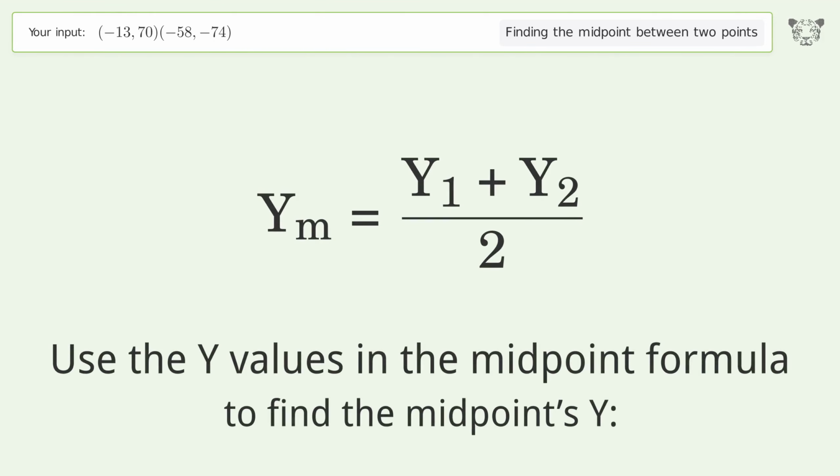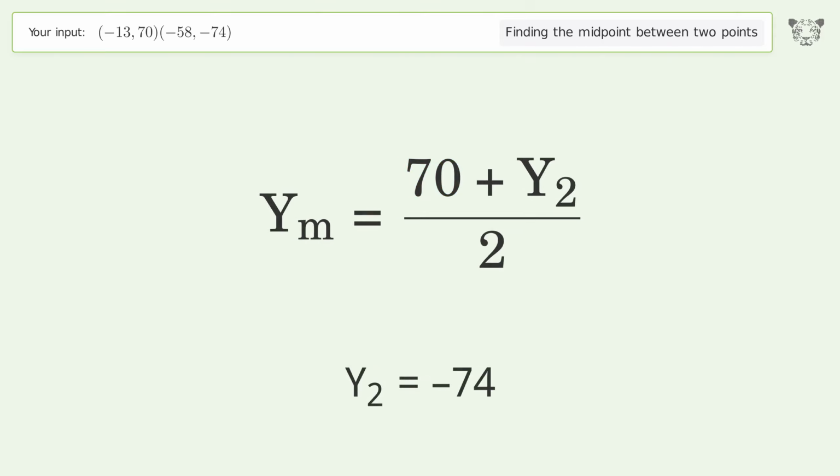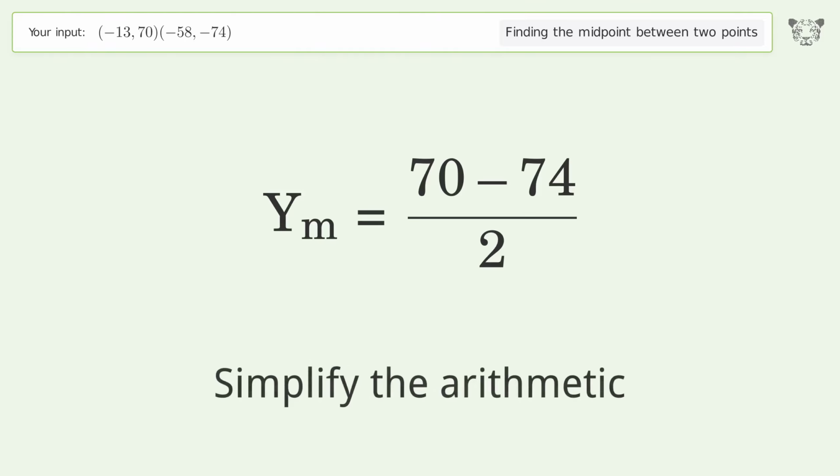Use the y values in the midpoint formula to find the midpoint's y. y1 equals 70. y2 equals -74. Simplify the arithmetic.